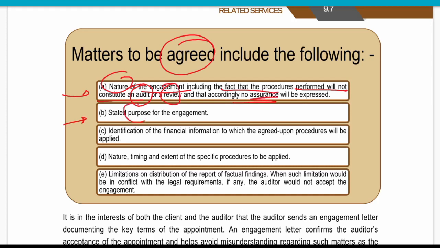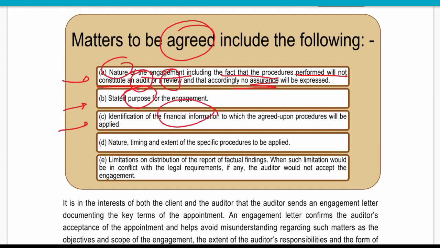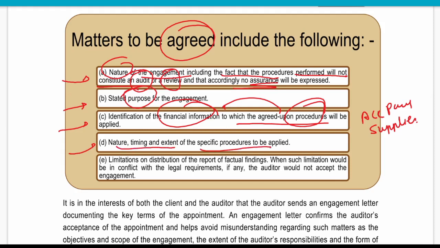You need to state the purpose of the engagement. Why will this particular SRS be there? Why are you performing this? Why do you need this particular report? What is the purpose of this engagement? Identification of the financial information on which you are performing these procedures, like in our example, we have taken accounts payable or maybe supplier. You need to identify which financial information this agreed upon procedure is performed on. And then the nature, time and extent of specific procedures to be applied.